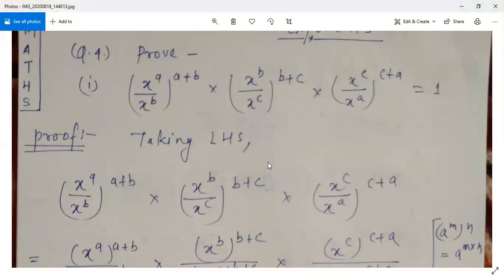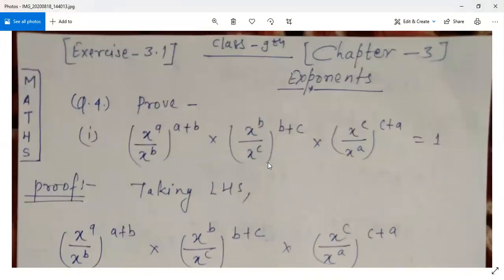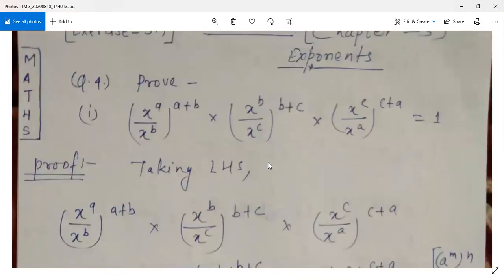I hope the screen is clear to you. Exercise number 3.1, question number 4. To prove one, the question number 1, you have known the question number 1. Okay, this is your question.